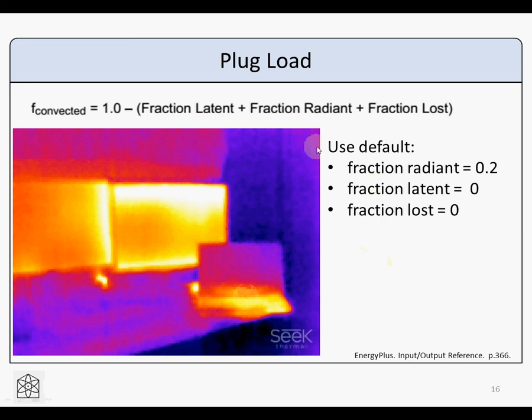And there's sort of a default value for what that radiation is. EnergyPlus assumes 0.2, and I suggest you keep this at that value. If you want to try to change that, if you think that your loads are much more radiating a lot of heat than convecting a lot of heat, then maybe you can consider changing that, but I don't recommend that.